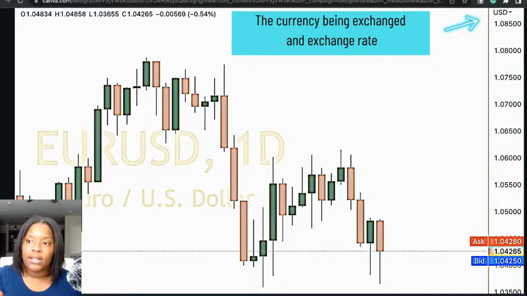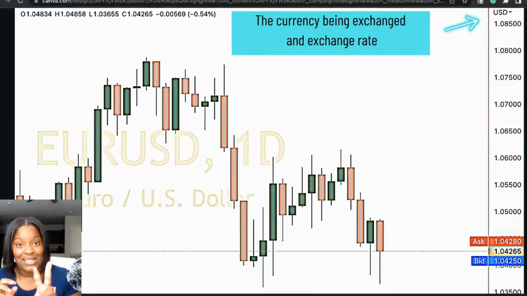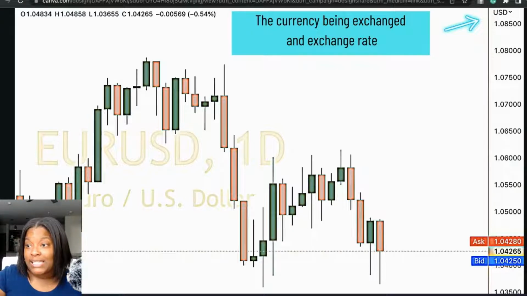But what I want you guys to look at on my price scale is where it says USD in the top right hand corner. Do you guys see that? When you're trading, when you're looking at your price chart, that is literally telling you the quote currency. You have two currencies, okay? You have a base and the quote, Euro USD, okay? So Euro is called the base. It's the first currency in the currency pair. United States dollar or USD in this example is the currency that's being exchanged.